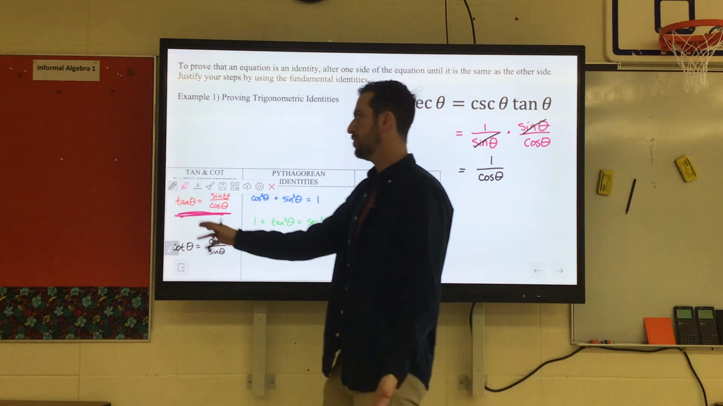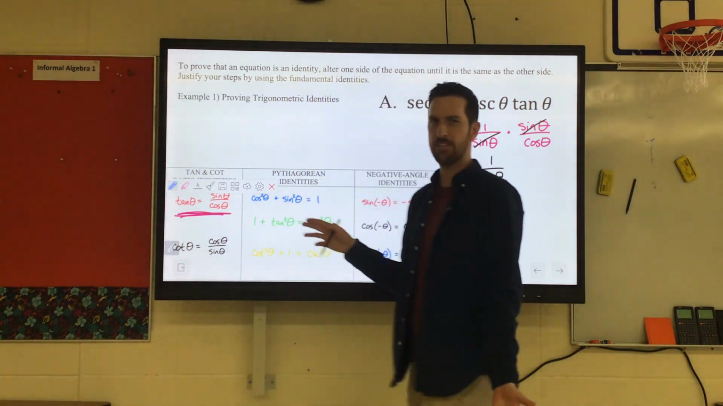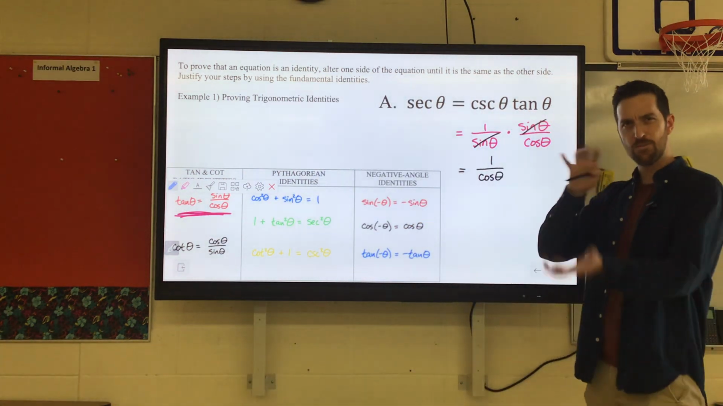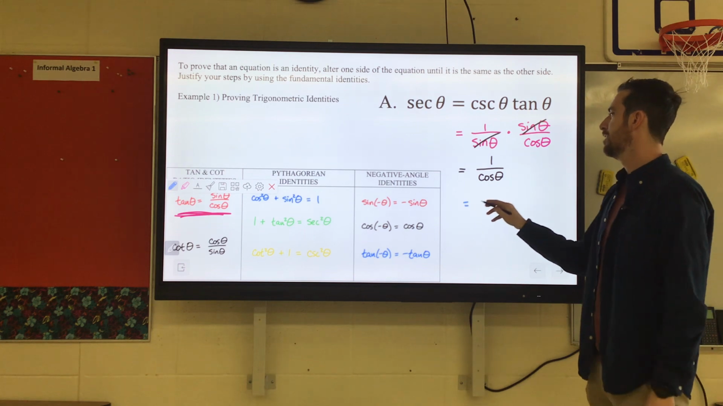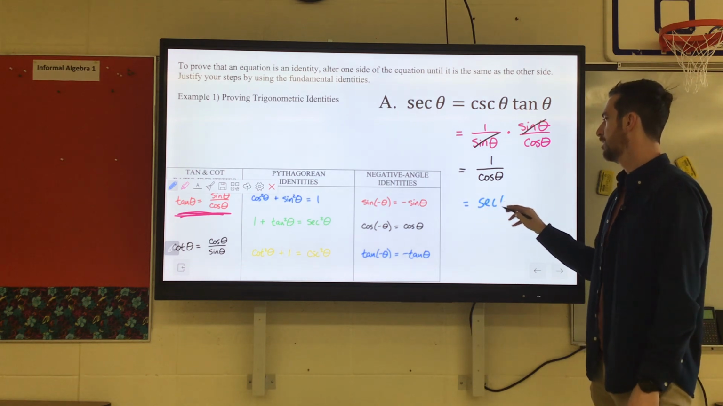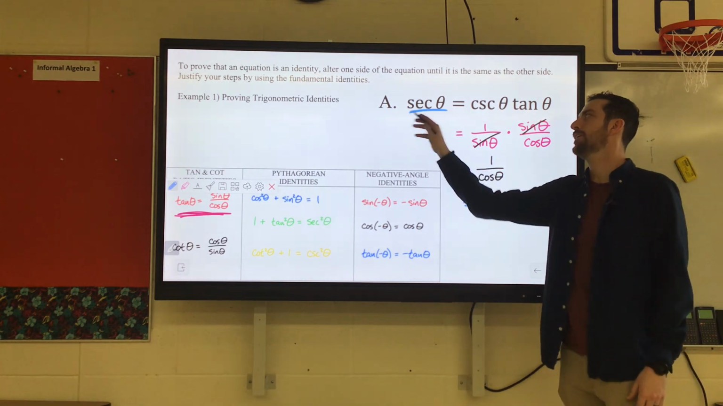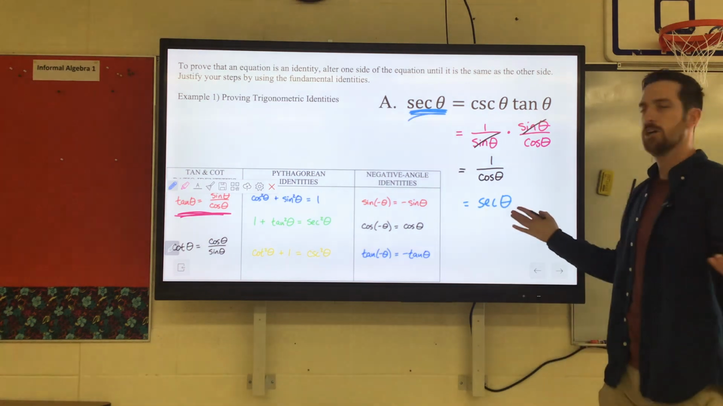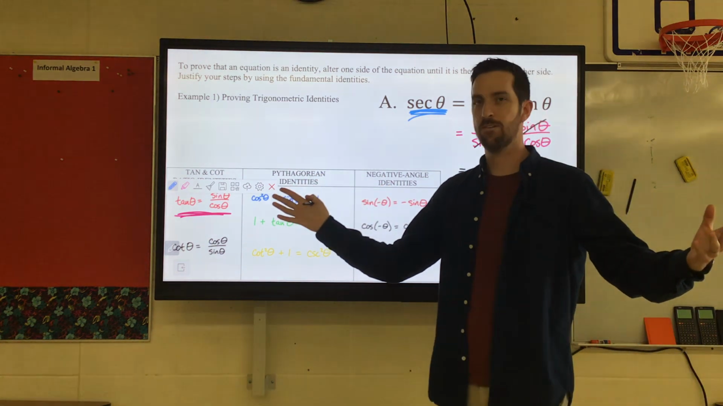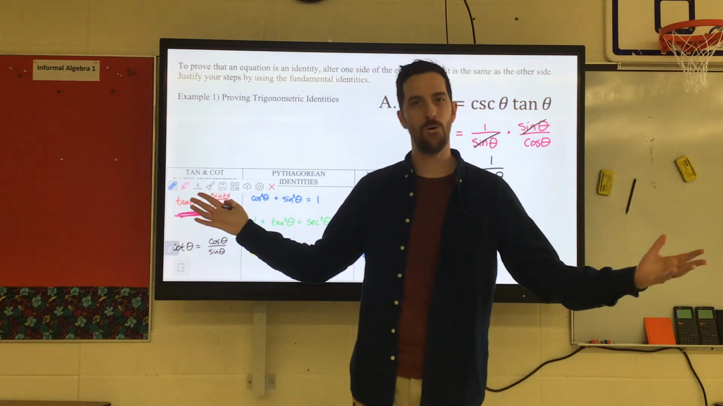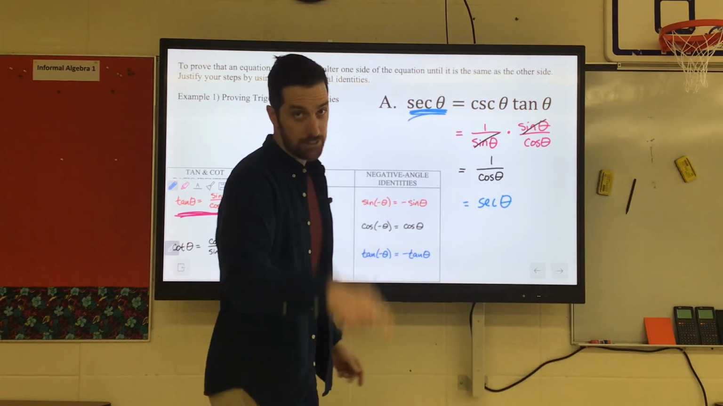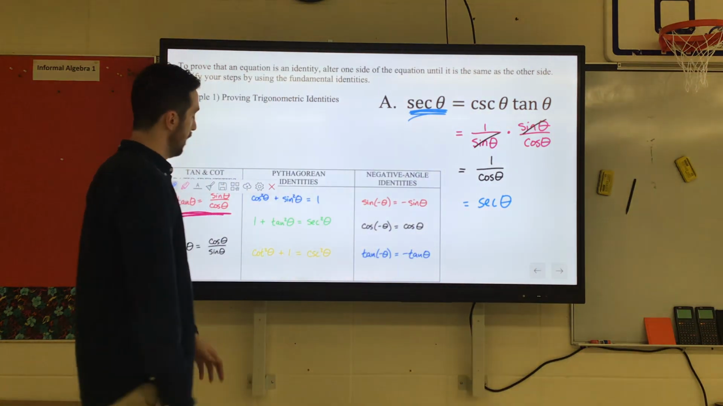And 1 over cosine of theta, that's the same as secant, right? Those are reciprocal functions, which is what we needed it to be. We needed to get it to secant of theta. We did it. Look at that. We're already done with one of them. And that was fun. Don't deny it. That was fun.